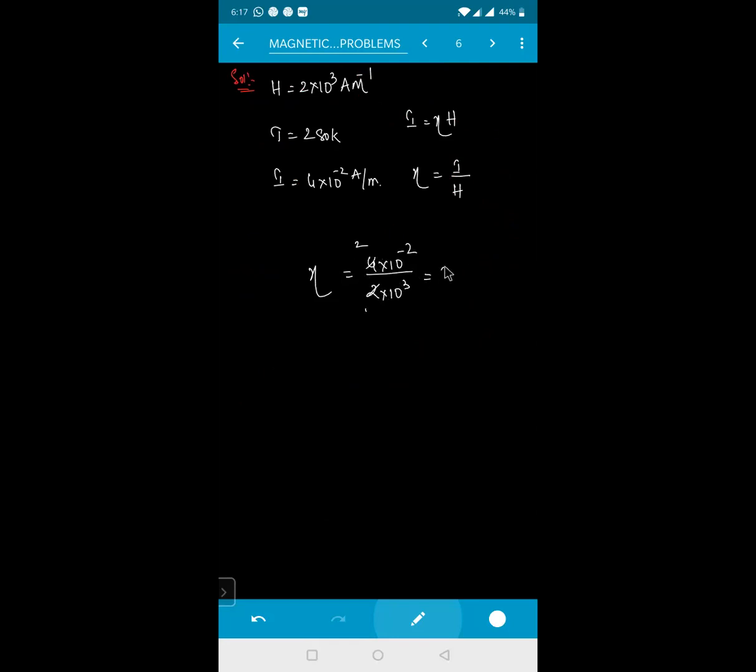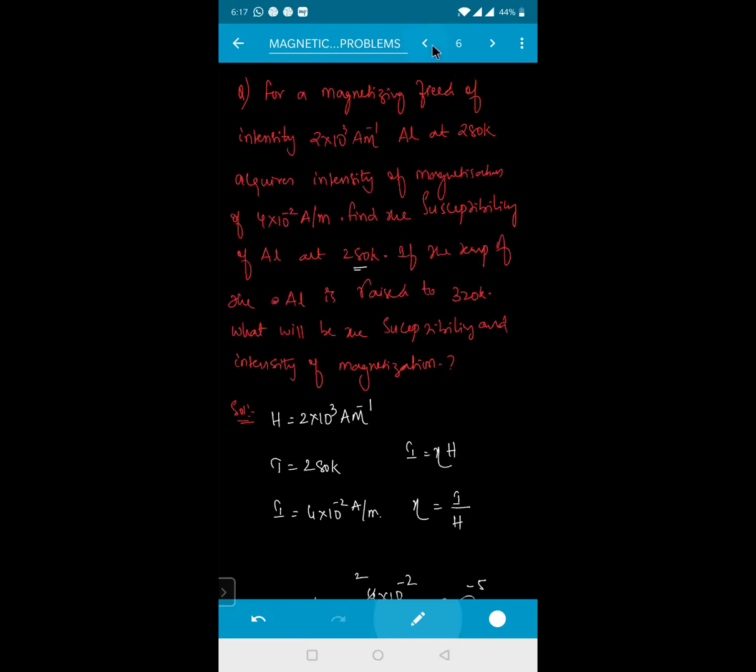So that becomes 2 into 10 to the power of minus 5. It has no units, because the units are the same in both of them, so they get cancelled. What is the next part of the question asking?